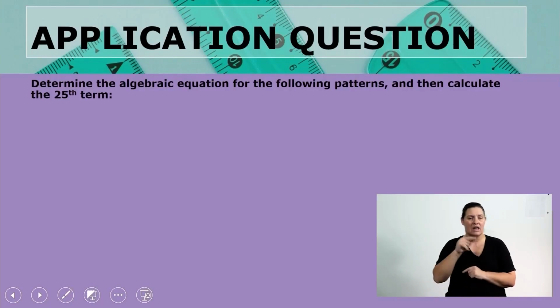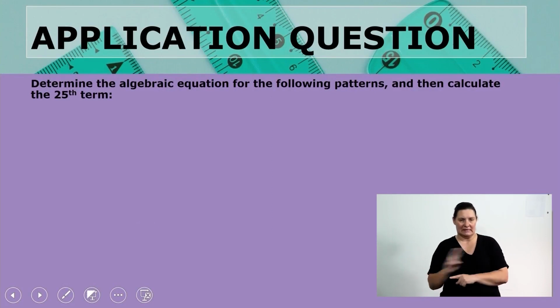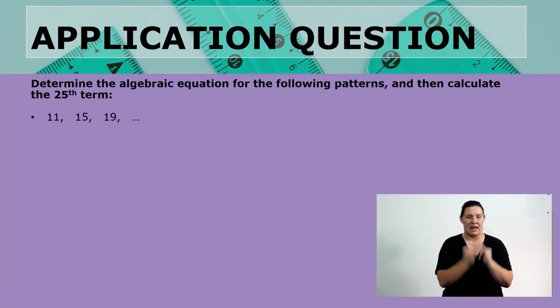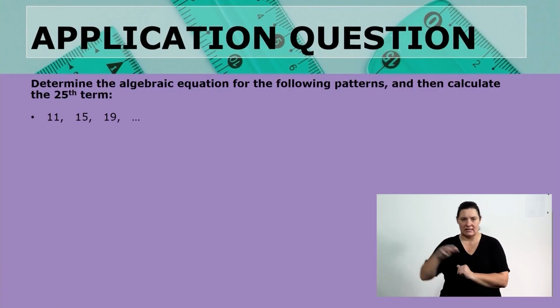Welcome back, and let's continue with our lesson. Let's focus on a few application questions. So let us determine the algebraic equation for the following patterns and then also calculate the 25th term. Let's look at our first pattern here. We have 11, 15, and 19.